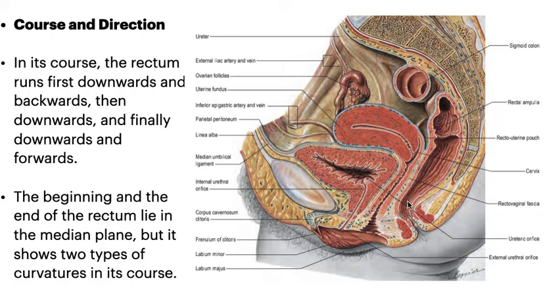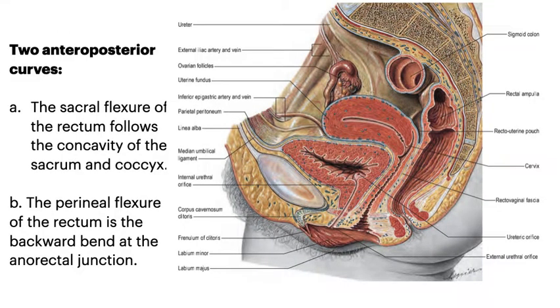The beginning and the end of the rectum are lying in the median plane, but it is showing two types of curvatures during its course. There are the two anteroposterior curvatures. We have the sacral flexure over here that is following the concavity of the sacrum and the coccyx. Then we have a perineal flexure of the rectum that is at the backward bend of the anorectal junction.